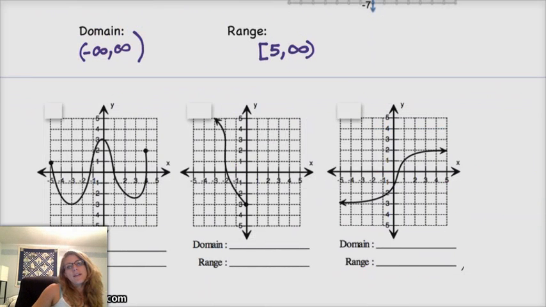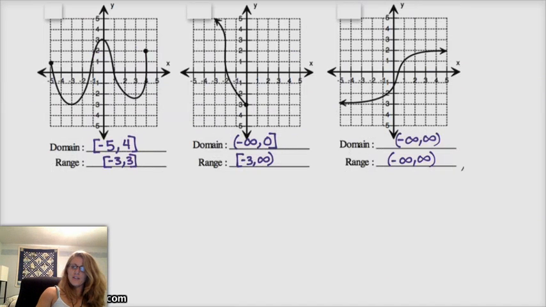Why don't you go ahead, pause, try these next 3 problems, find the domain and range, and then check your answer. Go. All right, there are your solutions. Hope you did well. Circle any you have questions on. We'll talk about them in class.